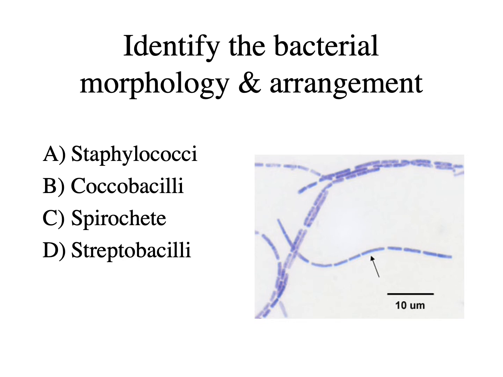If you look, they are long, rod-shaped bacteria. Those would be bacillus, so you can rule out Staphylococci and Spirochete. Then you can see that they are connected end to end. That would be a strepto arrangement. Putting that together, you have D, Streptobacilli.